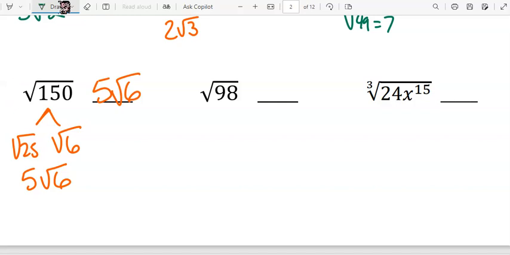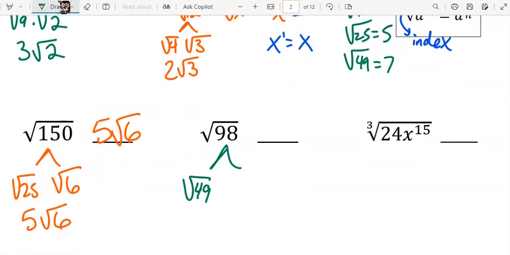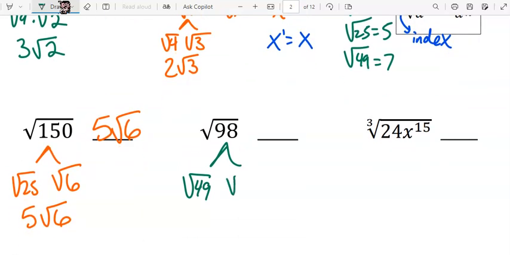Square root of 98. For this one, you could take out the square root of 49. 49 times 2 is 98. 7 square root 2 would be your simplified radical.